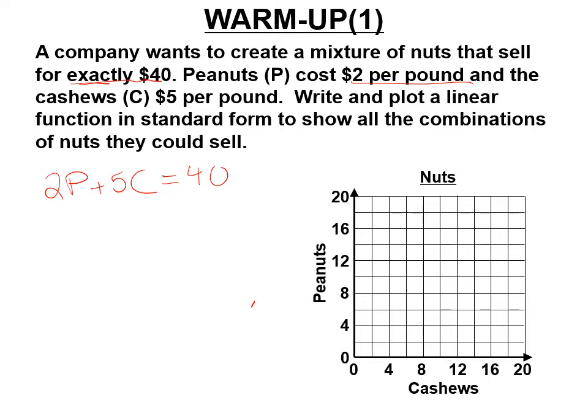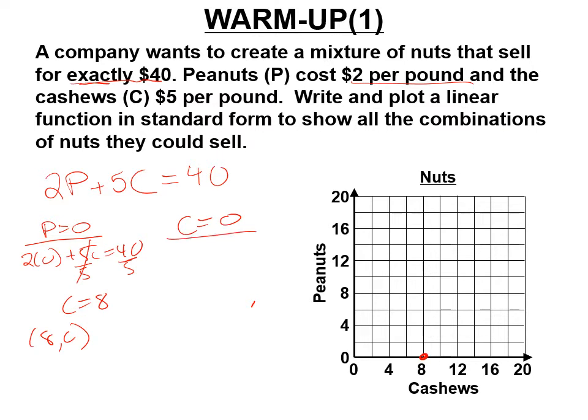Okay, so that is our linear function, right? It's in standard form, so typically we're going to find the intercepts. We'll make p equal to 0 here, and 2 times 0 plus 5c equals 40. Divide both sides by 5. C equals 8. So cashews are on the bottom, so 8, 0 is one intercept. We'll make c equal to 0 here. So we have 2p plus 5 times 0 equals 40. Divide both sides by 2, and p equals 20. And so 0, 20 is our other intercept.